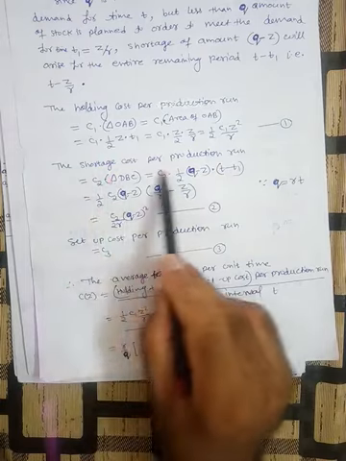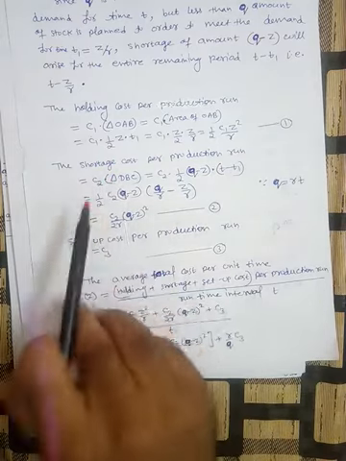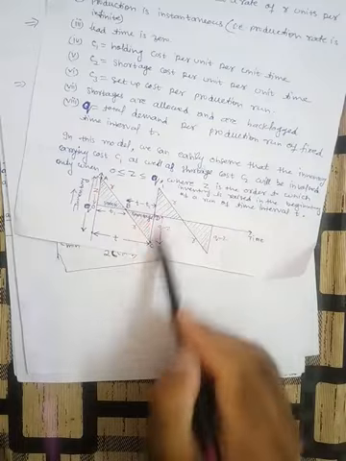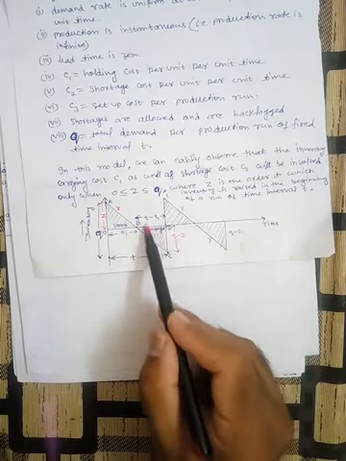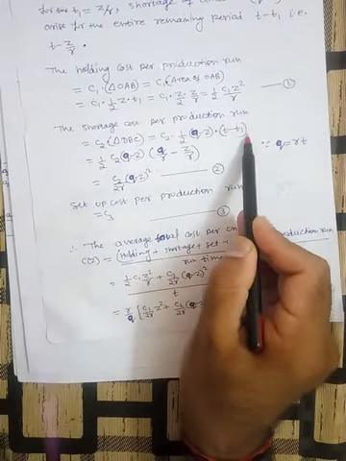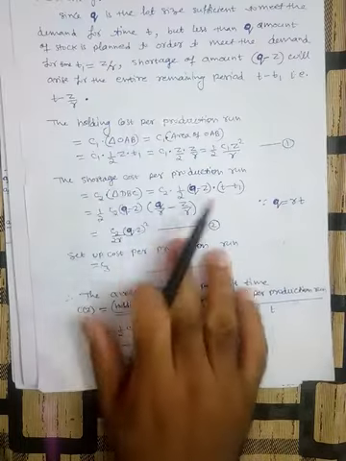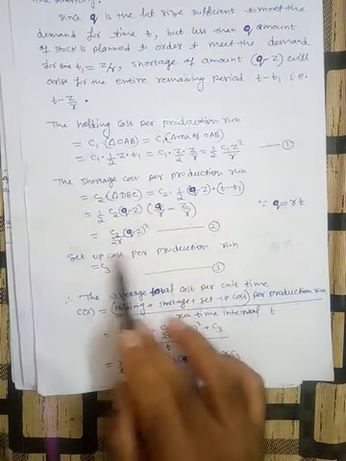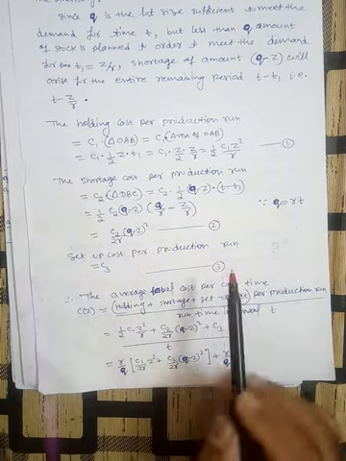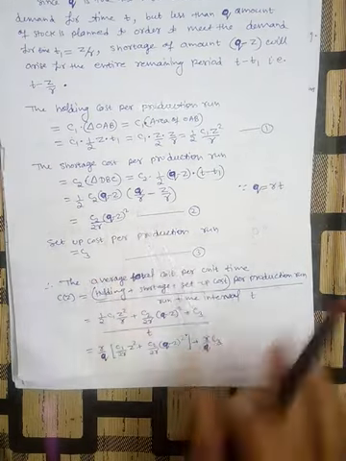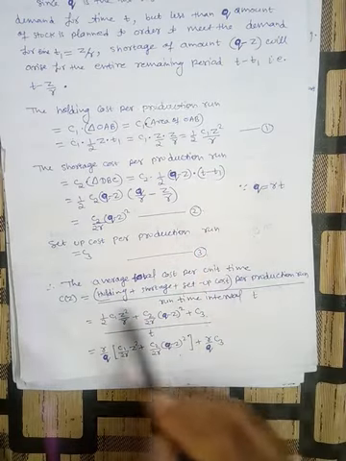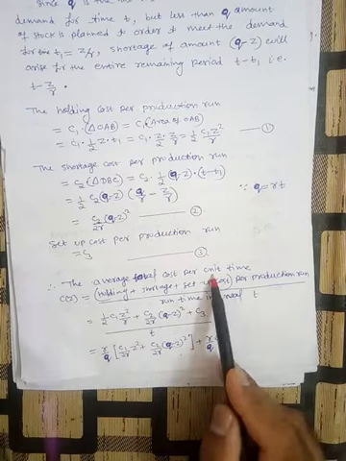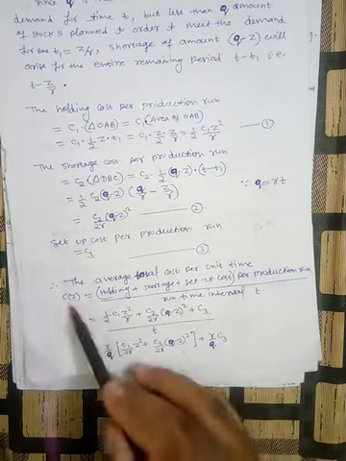The shortage cost per production run is C2 into the red area BDC. Here the height is Q minus Z and the base is T minus T1. So it is half of Q minus Z into T minus T1. T1 is Z by R, so substitute it here and we get this term. The setup cost per production run is C3. So the total cost is the sum of equation 1, equation 2 and equation 3. Average cost is just this divided by T.